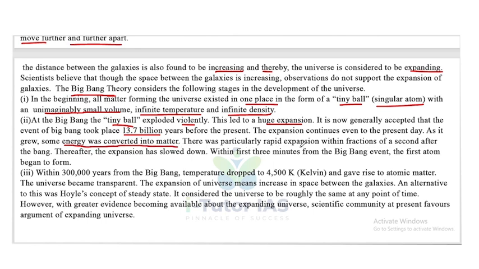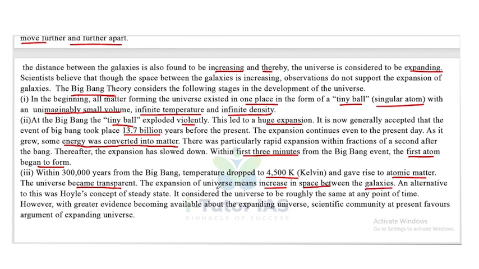There was a particularly rapid expansion within fractions of a second after the bang. Thereafter, the expansion has slowed down. Within the first 3 minutes from the Big Bang event, the first atom began to form. Within 3 lakh years from the Big Bang, the temperature dropped to 4500 Kelvin and gave rise to atomic matter. The universe became transparent.